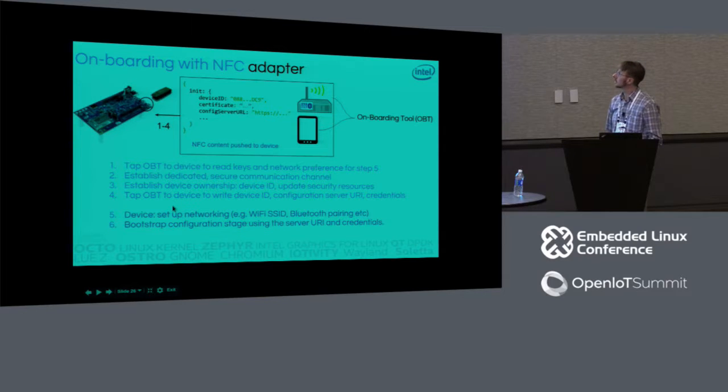Now, if we have an adapter, we can do more. So basically, when we tap the onboarding tool to the device, this device prepares an NFC tag in its memory, and that prepares everything that's needed for provisioning. So the OIC steps here, the first 4 ones, can be replaced by a single tap from the onboarding tool. It counts as a secure communication channel, and it can establish device ID, it can update security resources, and it can update basically the configuration server URI, it can give credentials. And then we can proceed with the normal OIC procedure, basically setting up networking for the next stage and bootstrapping the configuration stage.